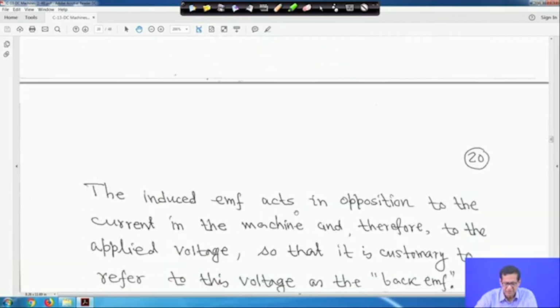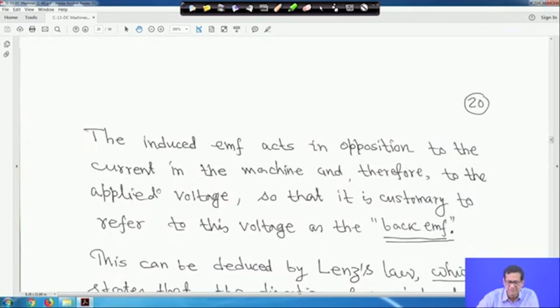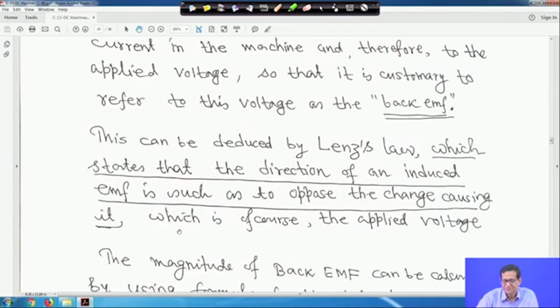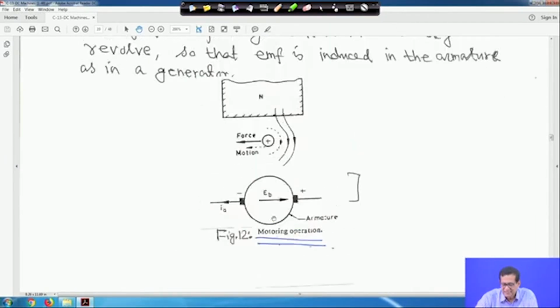In that case, the induced EMF acts in opposition to the current in the machine and therefore to the applied voltage. So, it is customary to refer to this voltage as the back EMF. As for the transformer, we have seen that this can be deduced by Lenz's law, which states that the direction of an induced EMF is such as to oppose the change causing it, which is of course the applied voltage. So, if you look at this, this is the plus direction and this is the minus, and this is my back EMF, EB.